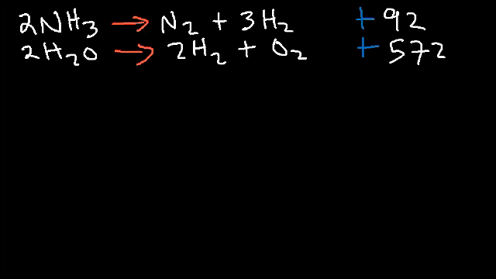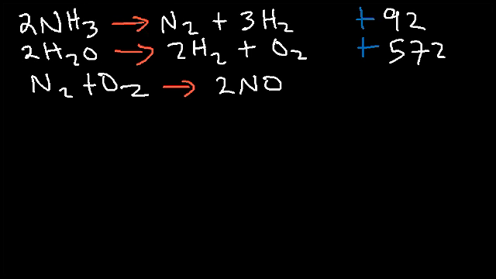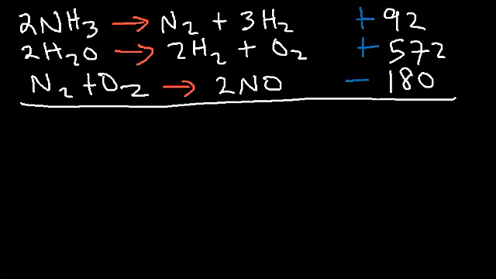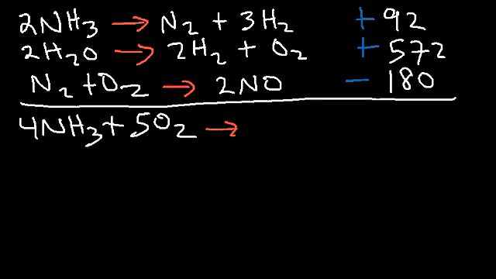But now we're going to have a third reaction. Nitrogen plus oxygen reacts to produce nitrogen monoxide. And the enthalpy is going to be negative 180. So using these three reactions, calculate the enthalpy change for this reaction. Ammonia plus oxygen gas produces nitrogen monoxide and water.